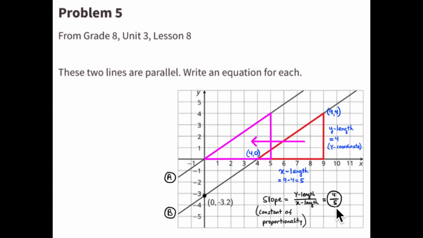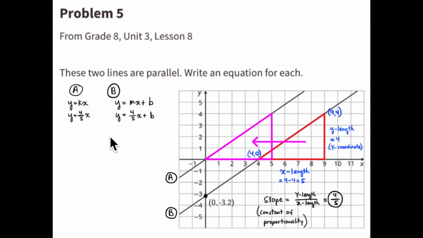So you can think of this as 4/5 for every unit in the horizontal direction. So right here, 1 unit along the x-axis, 4/5 of a unit along the y-axis. Or you can read it as for 5 units, 1, 2, 3, 4, 5, for both of them, there's a 4 unit change in the vertical direction. 1, 2, 3, 4. It's the same out here. 1, 2, 3, 4. So the slope is 4/5 for both lines.